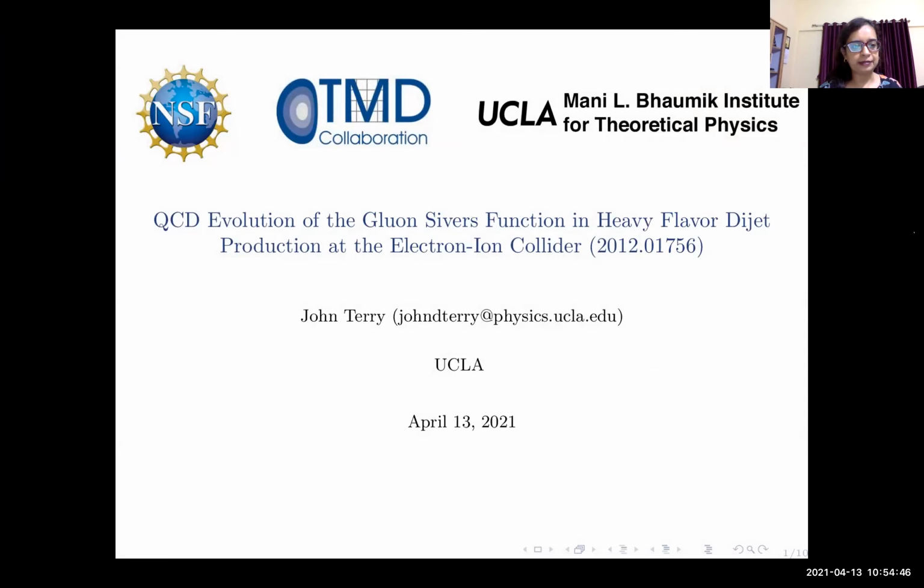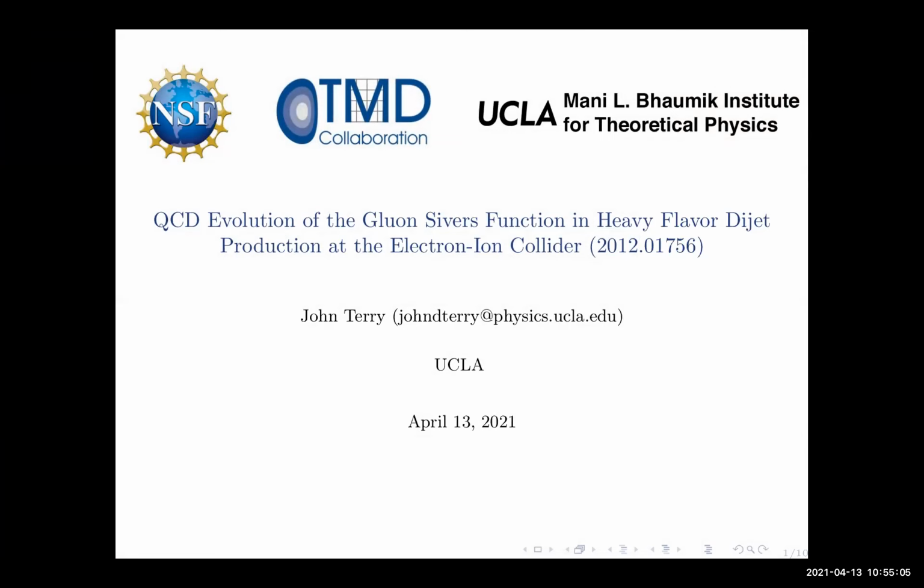Okay. So first, I'd like to thank the organizers for the opportunity to present here. My name is John Terry. I'm a fifth-year PhD student at UCLA. For this talk, I'll be discussing our recent paper, which is titled QCD Evolution of the Gluon Sivers Function in Heavy Flavored Dijet Production at the Electron-Ion Collider. If you have questions, you can see our paper, you can also send me an email, or ask me questions, of course, at the end of the talk.